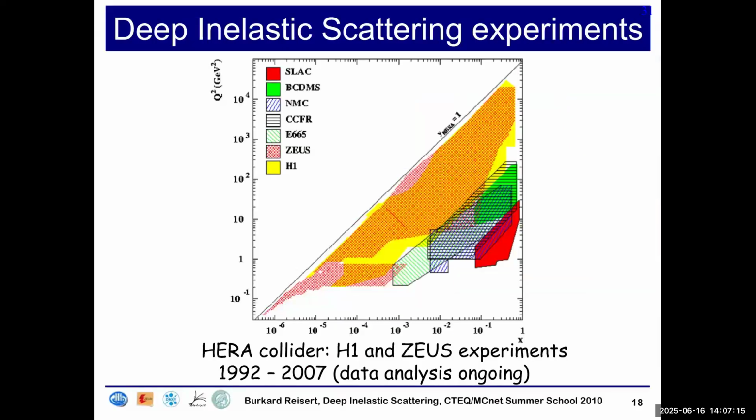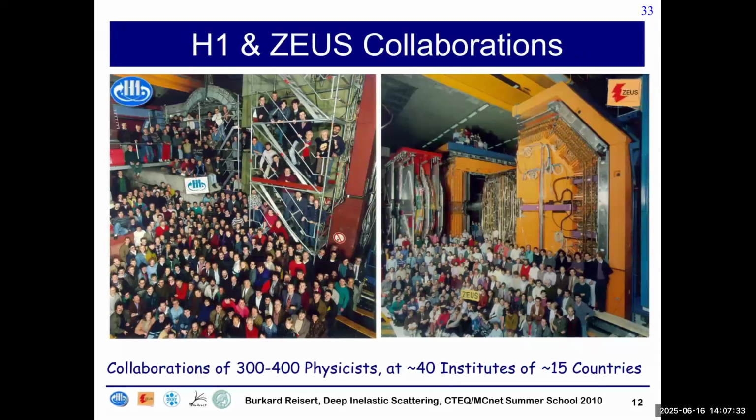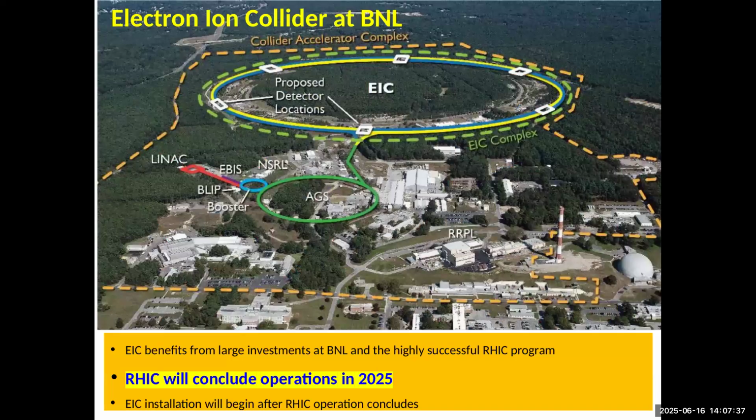For the DIS only, here's a summary of those. And again, the big one here is HERA. That really extended our reach in X and Q. That was the first collider for lepton-hadron, and that ran '92 to 2007. And here's a flash of the two detectors, the H1 and the ZEUS detectors.